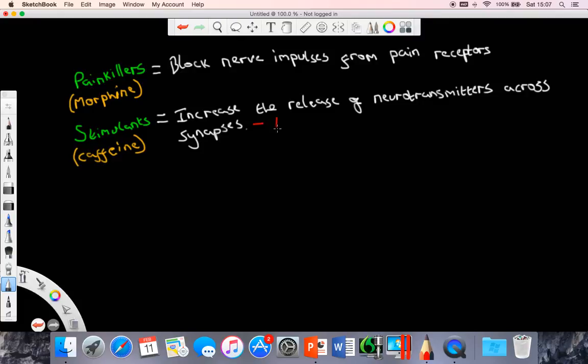So these reduce reaction time. So you react quicker, you have faster reactions. Think of if you're drinking Red Bull, that has a lot of caffeine in, and when you're drinking Red Bull, you feel energetic, you feel lively.